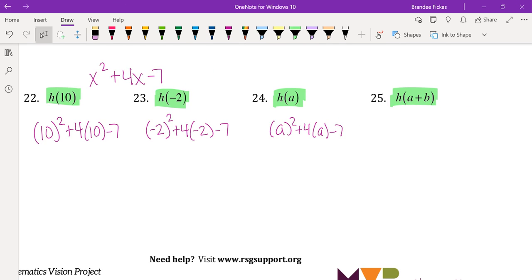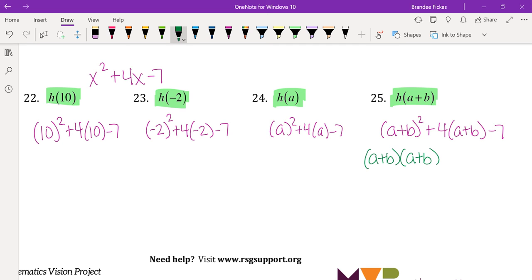Now number 25 is the one I am actually going to get started for you beyond just plugging in. So a plus b is what goes in for x. So we would have a plus b squared plus 4 times a plus b minus 7. So it was x squared, so a plus b squared. It was 4x, 4 times a plus b. We do need to remember when we see an exponent of 2, that means there are 2 a plus b's. So I have a plus b times a plus b.